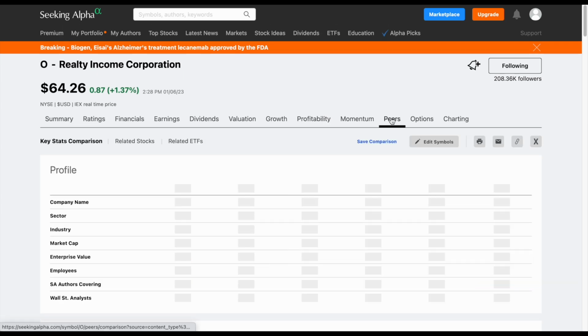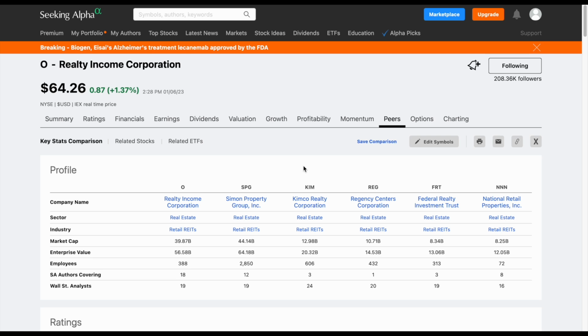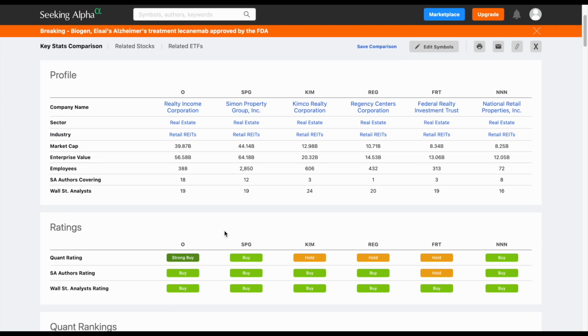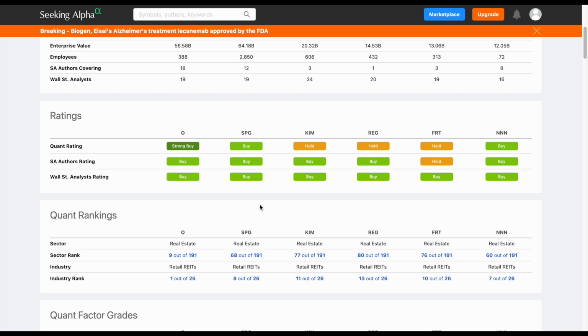And something that I spend a lot of time on as well is our peers tab. We're going to be able to see the company we're currently looking at, and then some very close companies that are very similar in structure here. So we can see they're in the same sector. It's in real estate, but within that, they're also all retail real estate investment trusts. So because of that, we can do really good comparisons on these companies.